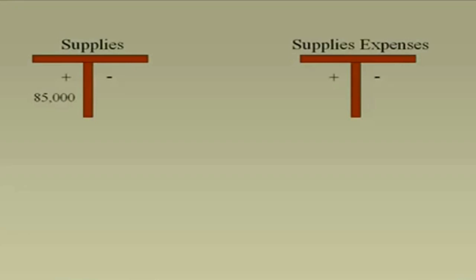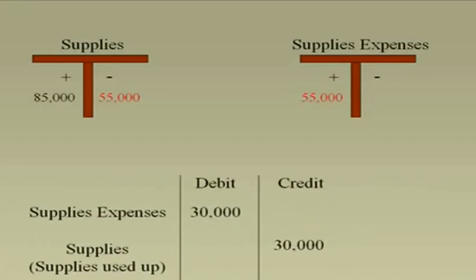So how much assets got used up? 55,000. So you transfer 55,000 from supplies, an asset account, and an expense has increased, supplies expense. So the journal entry is, there you go. Left entry supplies expense, right entry supplies used up. Let's continue.